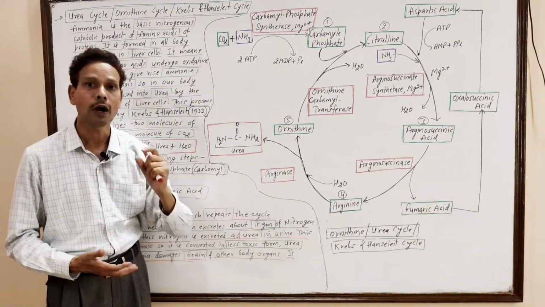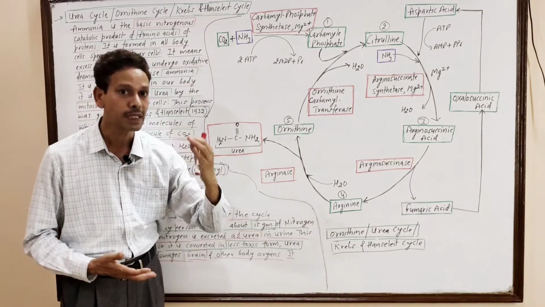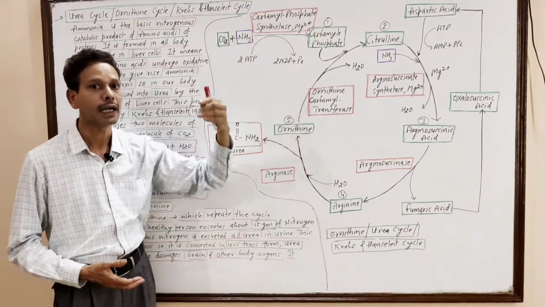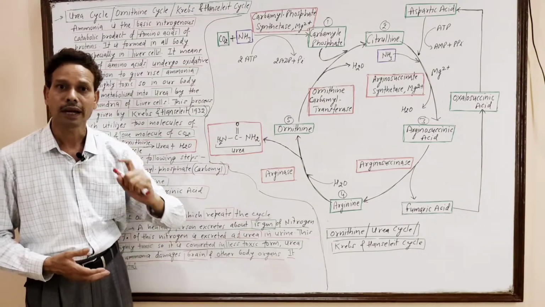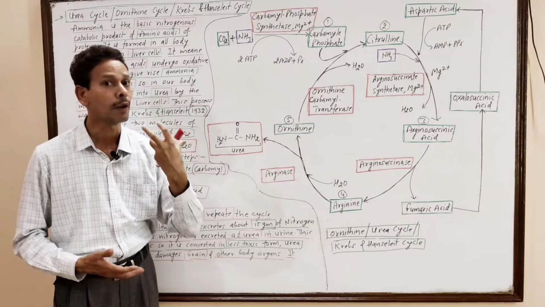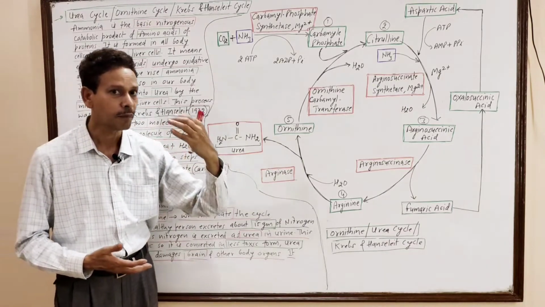In today's lecture we will discuss urea cycle, ornithine cycle, Krebs and Hanseleit cycle. That is an important topic of chapter excretion. Note down, BSc second year 4th semester students, final exam topic, that is urea cycle, ornithine cycle or Krebs Hanseleit cycle.